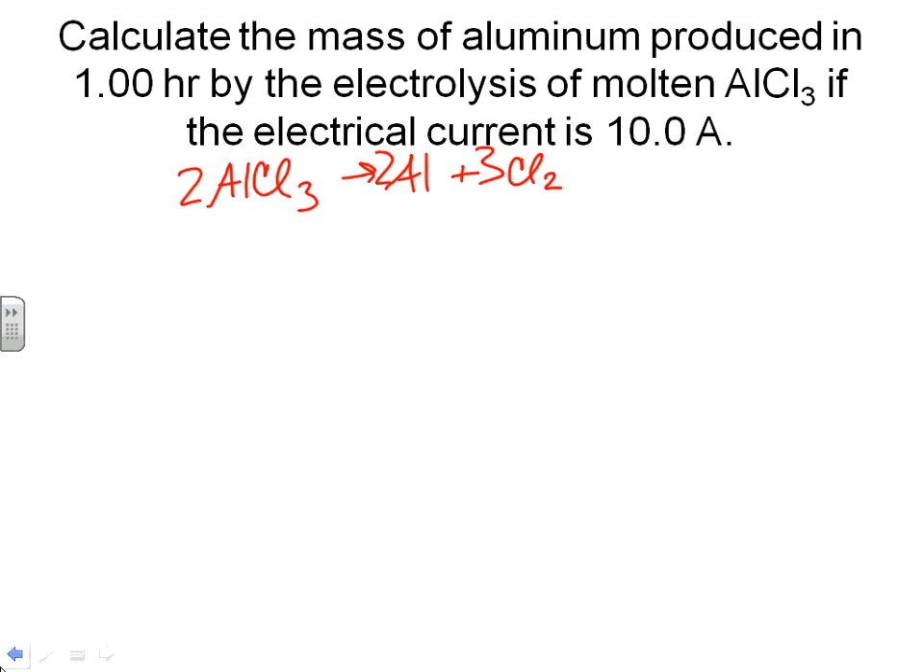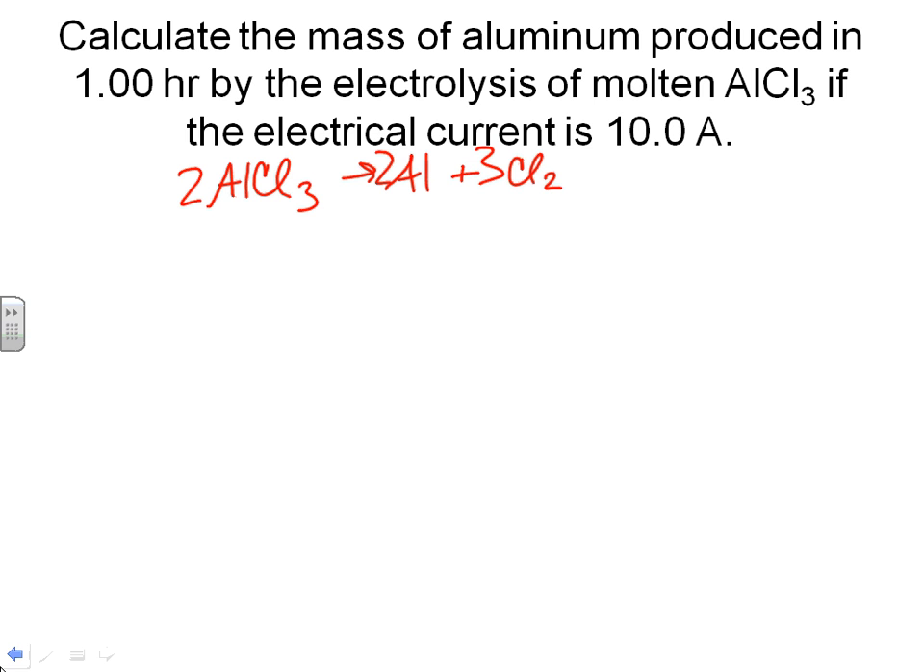Half reaction. We need to write the half reaction for the aluminum. Why do we need to write the half reaction for the aluminum? We have to know how moles of electrons fits in with that aluminum, because all the work with the amperage will get us moles of electrons. So we need to know the relationship between moles of electrons and moles of aluminum.